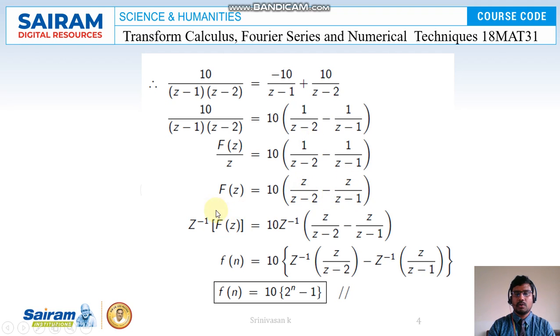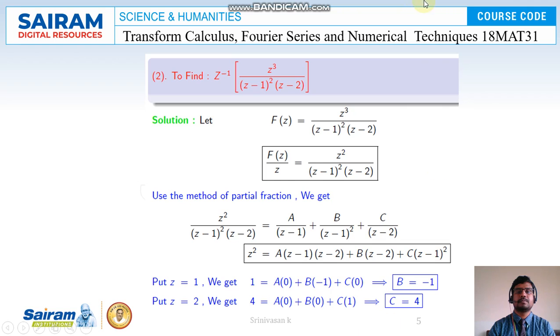Now taking Z inverse on both sides, we get Z inverse of capital F of z equals 10 into Z inverse of z divided by z minus 2 minus z divided by z minus 1. By the definition, Z inverse of capital F of z equals small f of n. Now we substitute the inverse in each term. By the inverse formula, Z of a power n is z divided by z minus a. Here a equals 2. So Z inverse of z divided by z minus 2 is 2 power n, minus Z inverse of z divided by z minus 1, which is 1 power n. And 1 power n is 1. So this is our required solution.